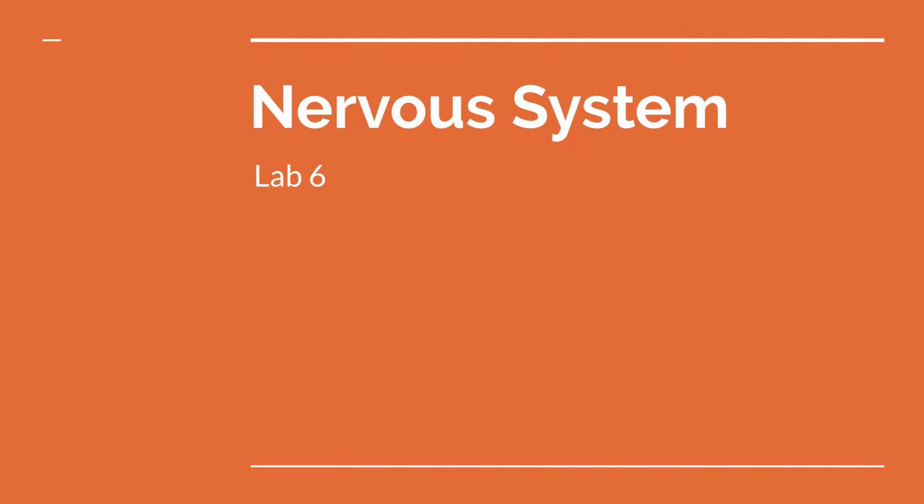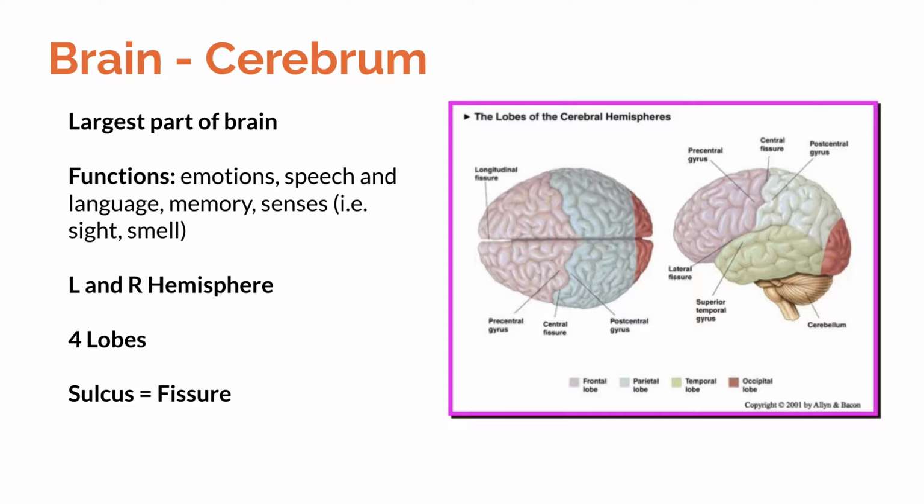Everyone. So today we will go through the nervous system for lab 6, and we will start with the brain, the cerebrum, which is the largest part of the brain. And key functions of the cerebrum are emotions, processing speech and language, as well as memory and also processing senses, so sight, smell, hearing, all that.